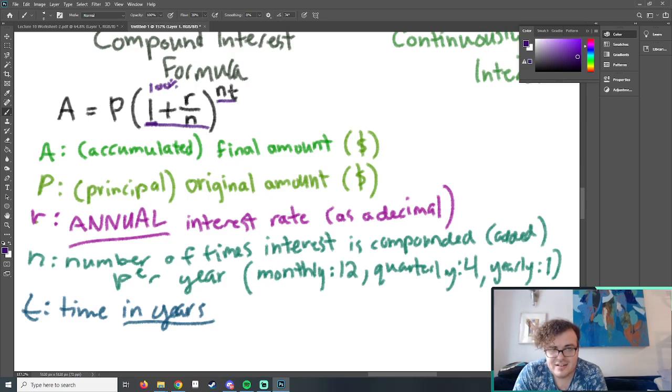NT is the number of times they compound per year times the number of years that you're waiting, right? That means this number is just the total number of times they're compounding interest. So basically, each time they calculate your interest, they're going to multiply by 1 plus R over N. And the to the NT power part is just telling you, okay, if they're compounding 5 times a year for 3 years, that means they're going to be compounding interest 15 times, right? So I would raise 1 plus R over N to the 15th power.